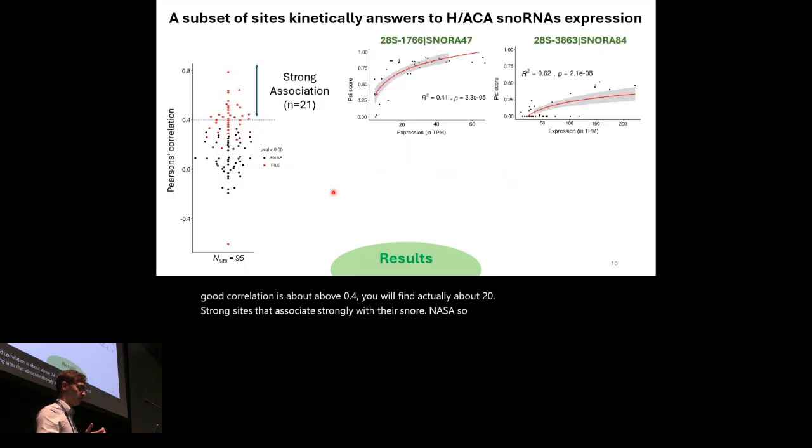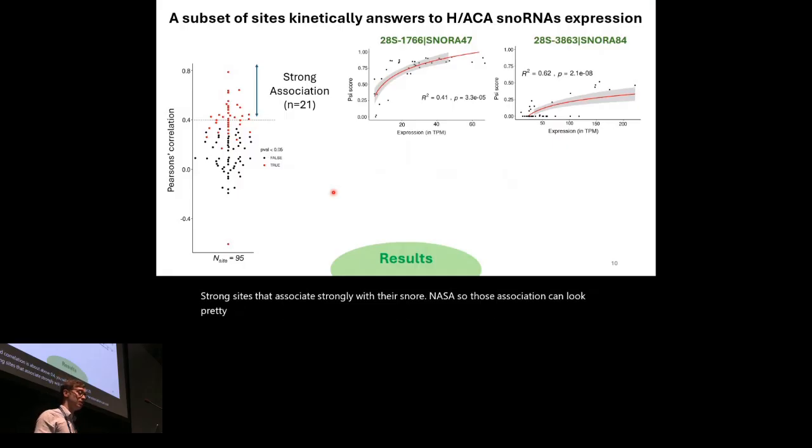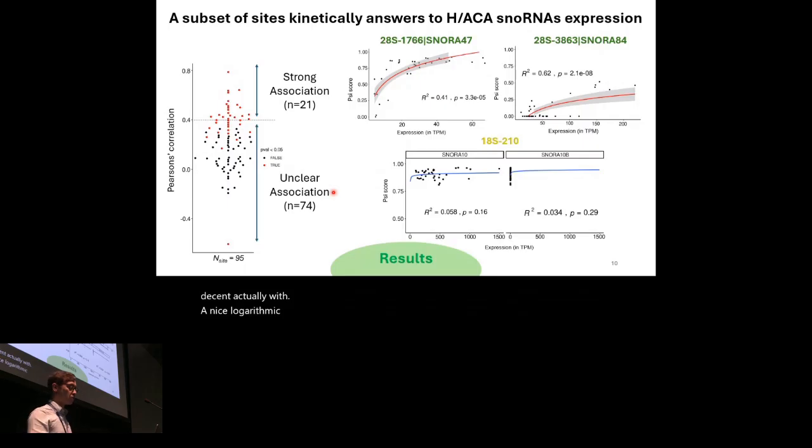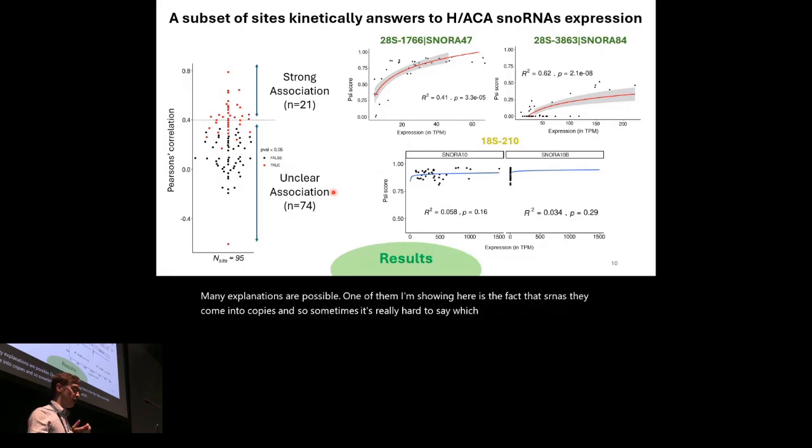Those associations can look pretty decent, with a nice logarithmic dynamics. But for most of the sites, you have an unclear association remaining. Many explanations are possible. One of them I'm showing here is the fact that snoRNAs come in copies, and so sometimes it's really hard to say which copy has an effect, or if it's a synergic effect or alternative effect. So that's one reason that could explain that.